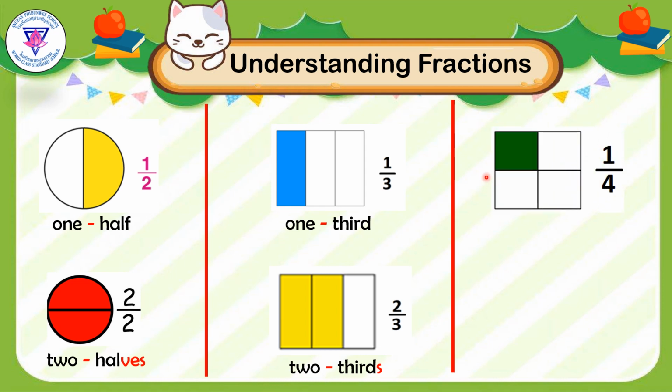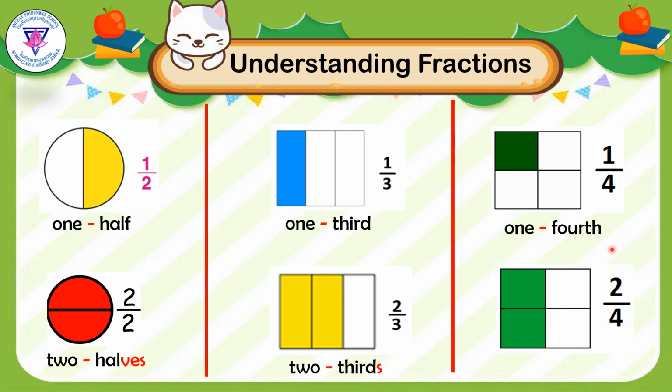Let's go to another example. As you can see in this square, there is 1 colored part out of 4. I'll repeat, 1 colored part out of 4. So the fraction is 1/4. If you write it in fraction words, it's 1/4.